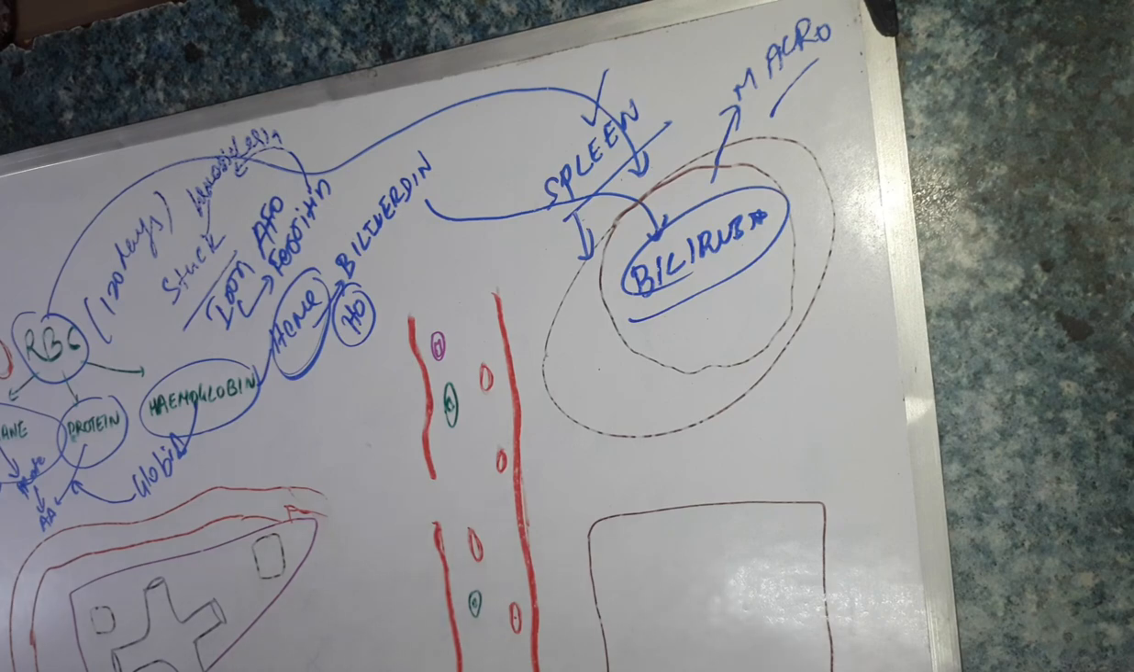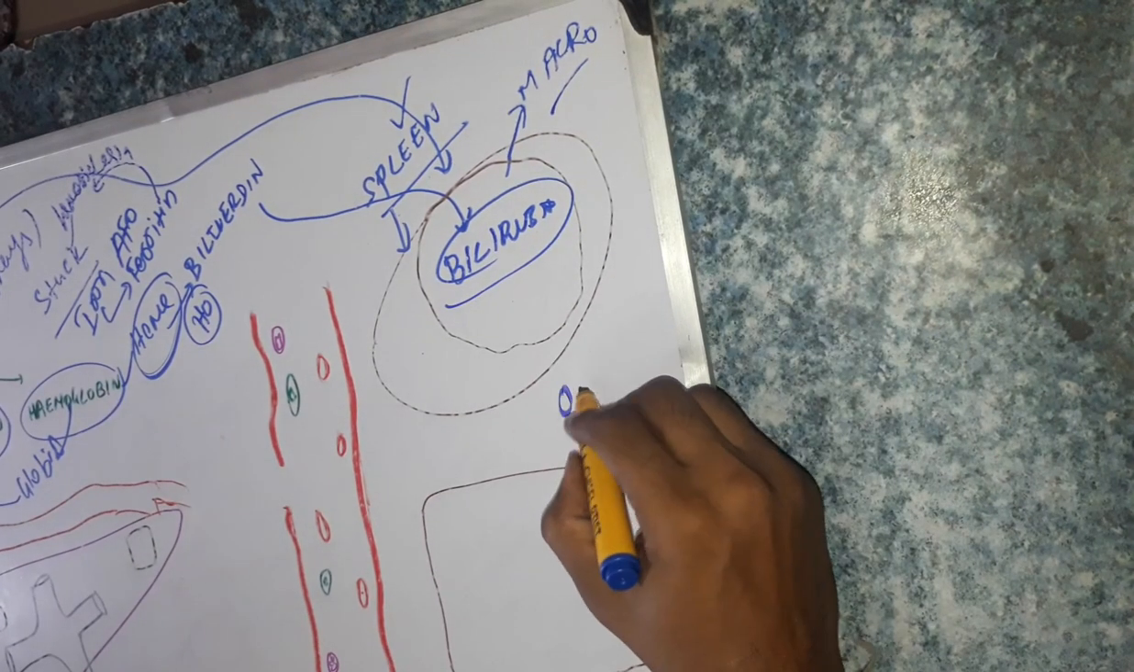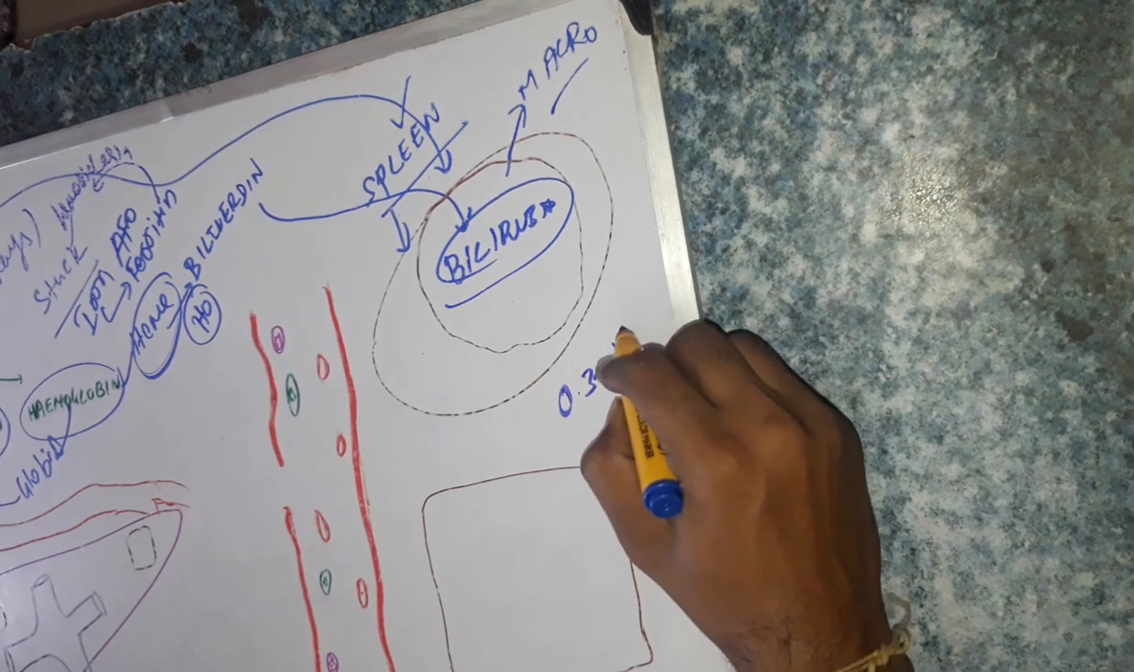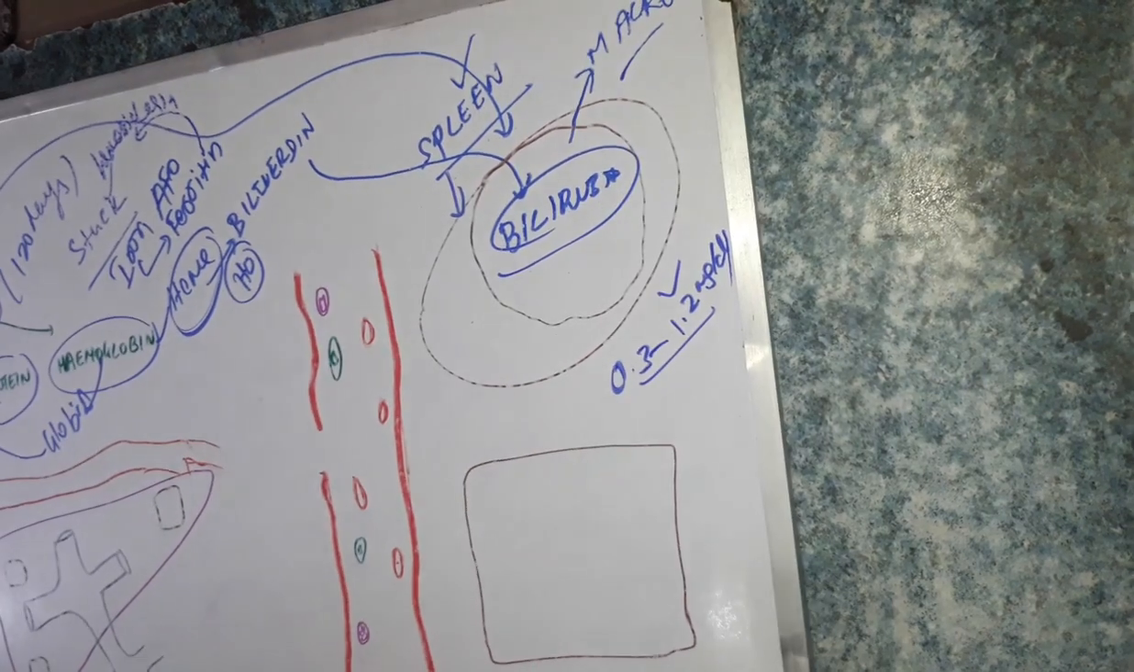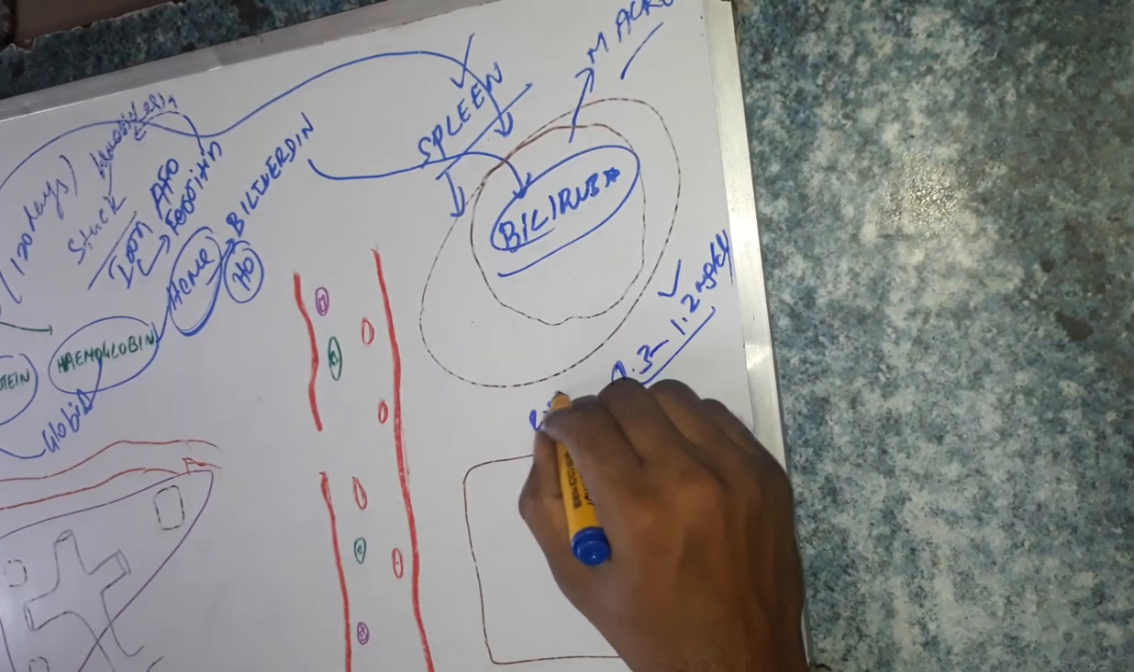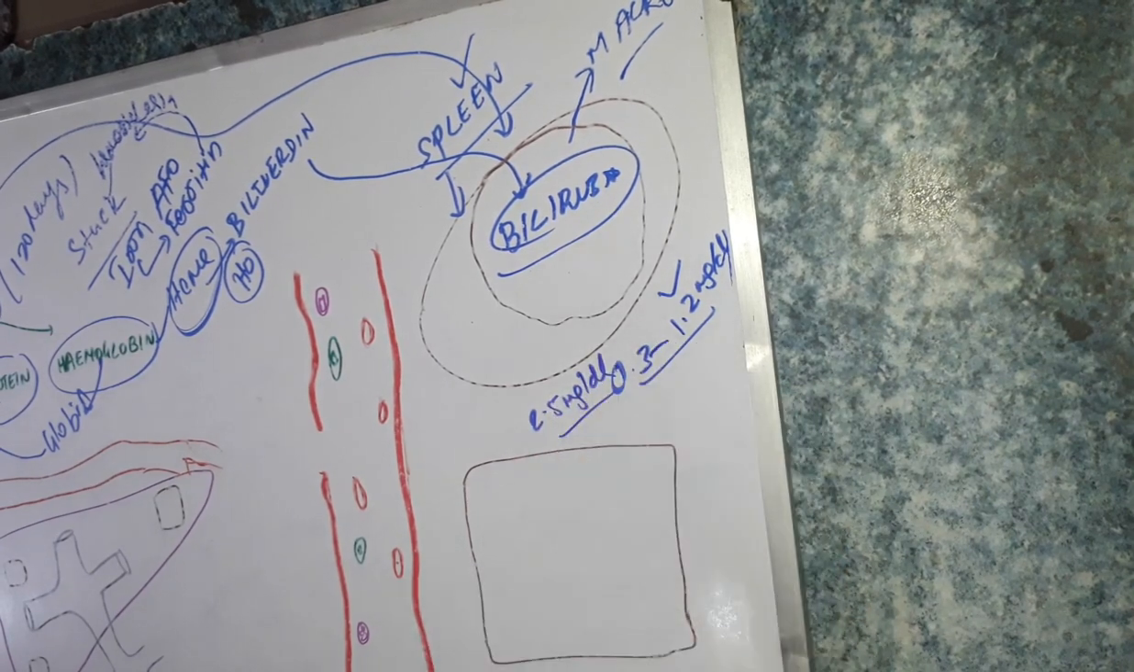Your normal bilirubin will be around 0.3 to 1.2 mg per dl. So if I have 1.3, I can't tell the patient is having jaundice. If I have 1.8, I cannot tell the patient has jaundice. So what is the limit? If I have around 2.5 mg per dl, then I can call it jaundice.